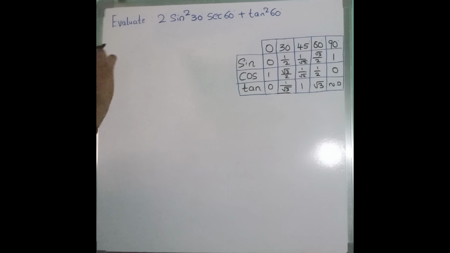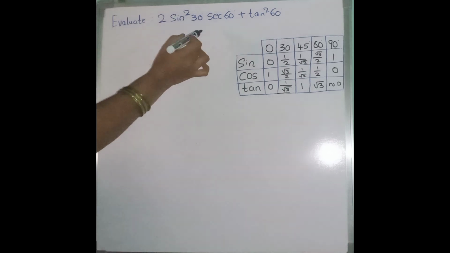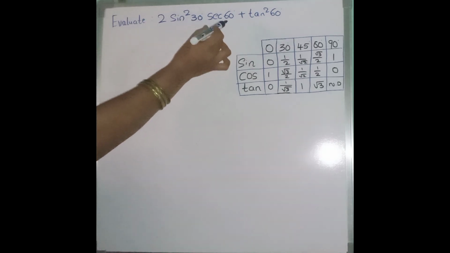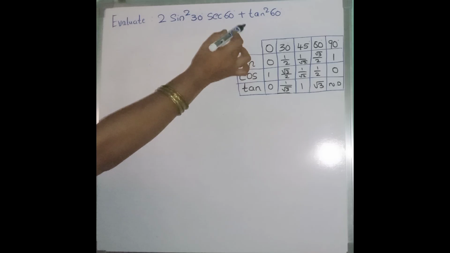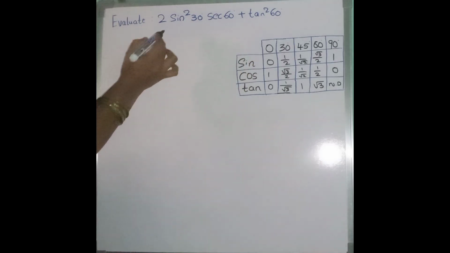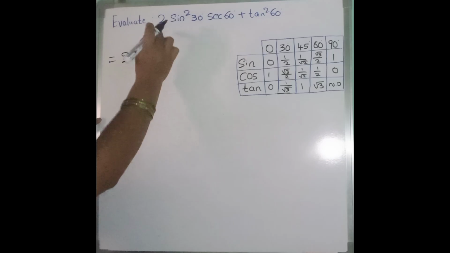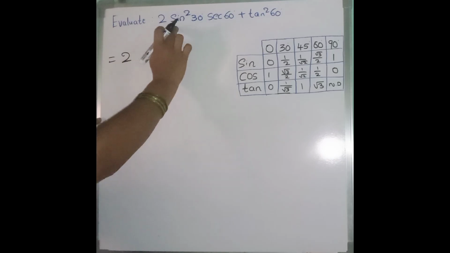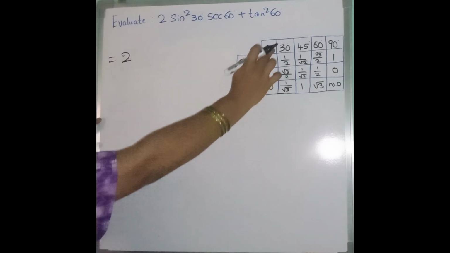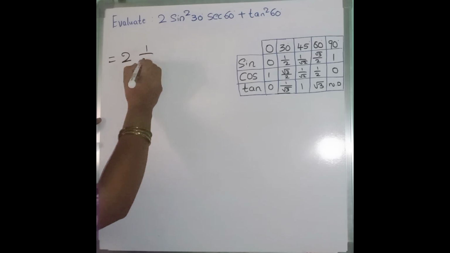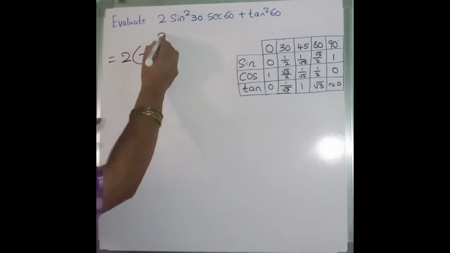Next, evaluate 2 sin square 30 degree into secant 60 degree plus tan square 60 degree. You know that the value of sin 30 degree is 1 by 2. Write 2 as it is, and sin 30 degree, 1 by 2, is squared.